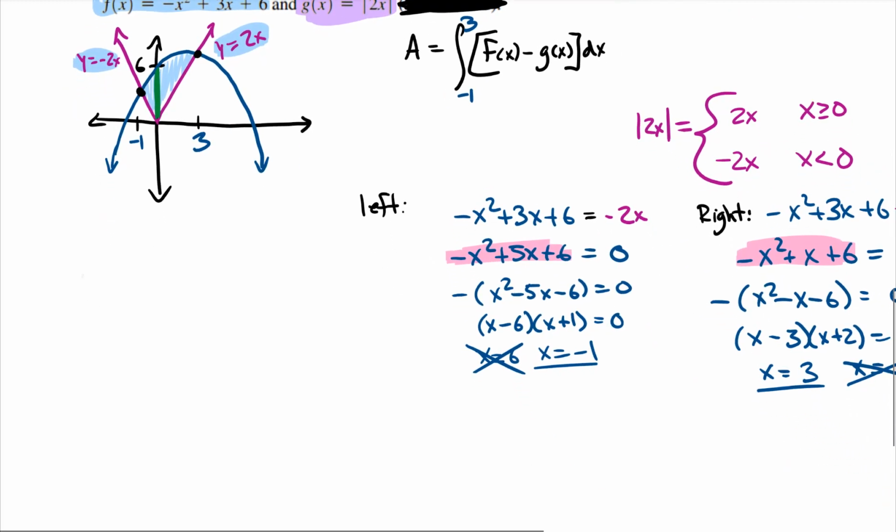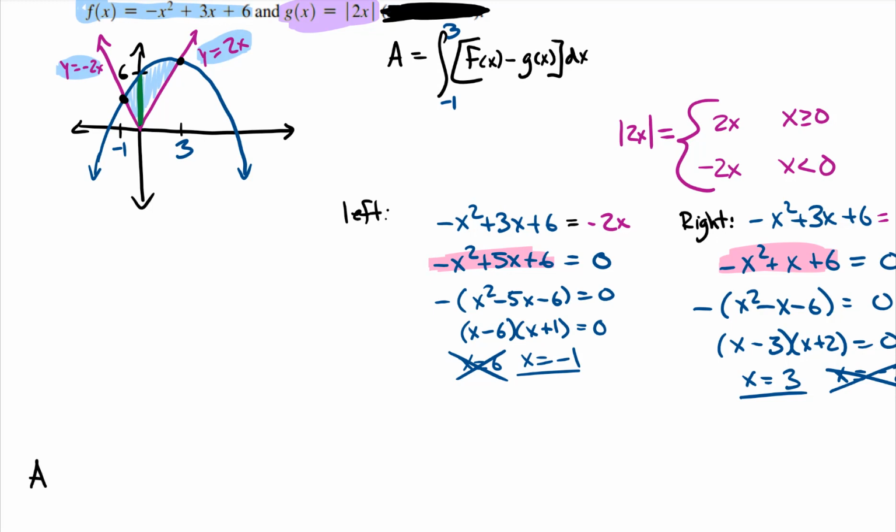I'm going to need to move down because it's going to be long. So our area is equal to the integral from negative 1 to 0. We have to break it into two pieces. And we're going to take our f of x, which is negative x squared plus 3x plus 6. And now we have to subtract out the function on the left, which is negative 2x.